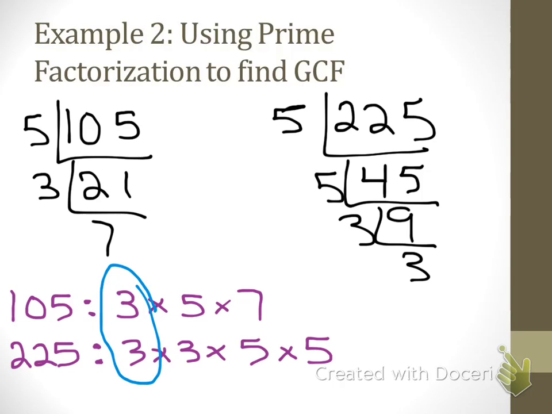Both numbers have a 3 in common. Any other numbers in common? Dale? 5. Both have a 5 in common.